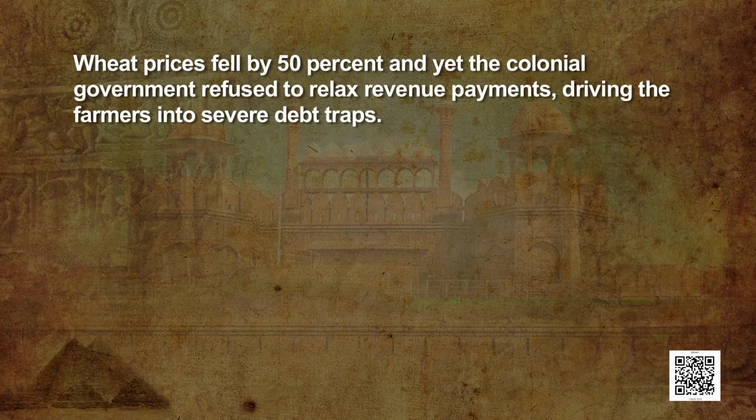Particularly, prices of wheat and jute almost came down by 50%. But as a matter of great sadness, and as used to happen with all alien governments, the colonial government in India refused to relax revenue payments. This drove the farmers into severe debt traps. The story of jute growers was even worse than the wheat growers.